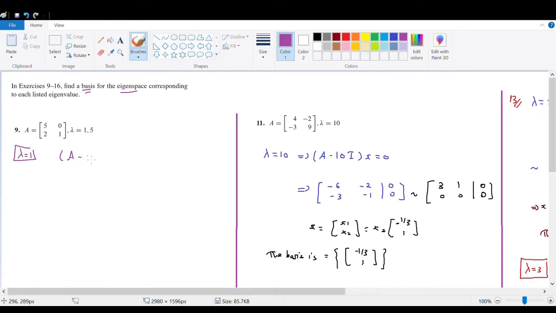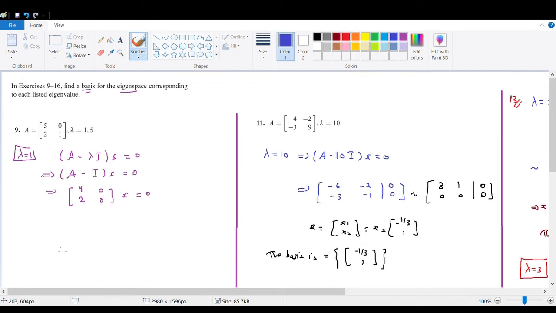When lambda is equal to 1, the eigenspace is given by (A minus lambda I) multiplied by x is equal to 0. So our lambda is equal to 1, and A minus I times x is equal to 0. We want to find the basis, so we need to solve this. Our A is [5 2; 0 1], I is [1 0; 0 1]. So this is 5 minus 1, 4, then 2, 0, 0 multiplied by x is equal to 0.